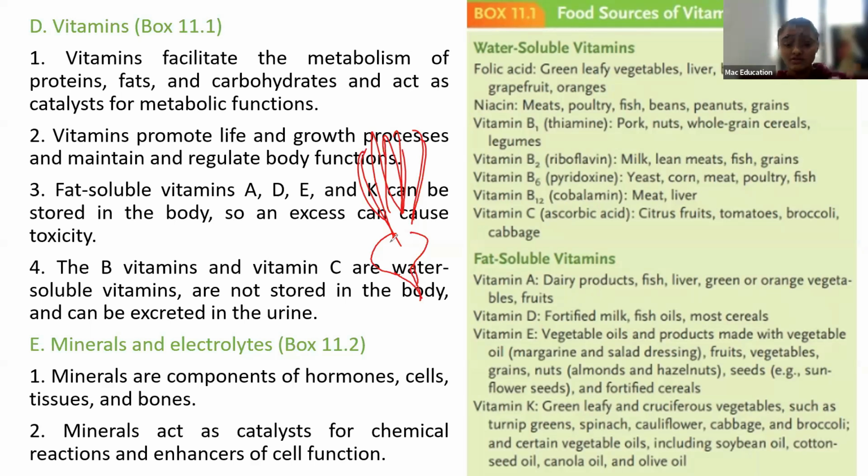So it is obtained from green leafy and cruciferous vegetables such as turnip greens, spinach, cauliflower, cabbage, and broccoli, and certain vegetable oils including soybean oil, cottonseed oil, canola oil, and olive oil. These are the sources of vitamin K. You have to remember all these sources.